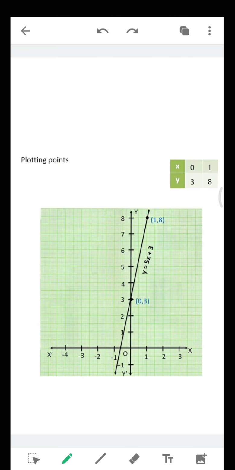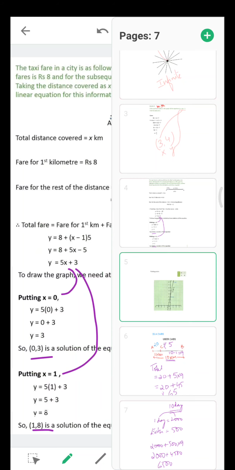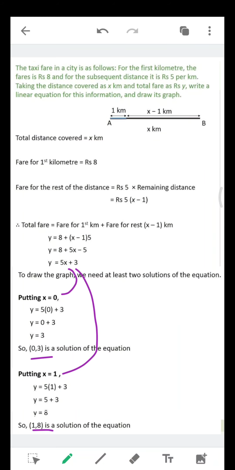(0, 3) comes here, and (1, 8) comes somewhere here. After putting the points, I'll join them. I have seen some students are not joining the points. You must always join the points and draw a line, and you can extend the line. So this is the graph of this equation. Hope the concept of taxi fare is clear to you all.